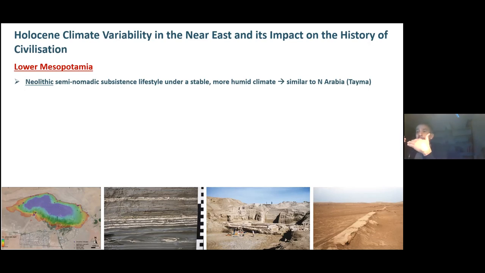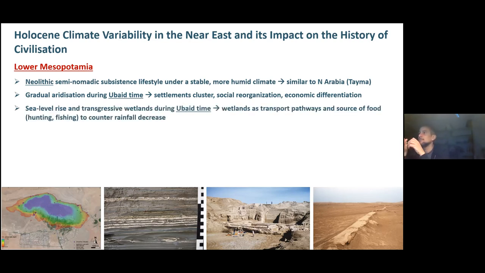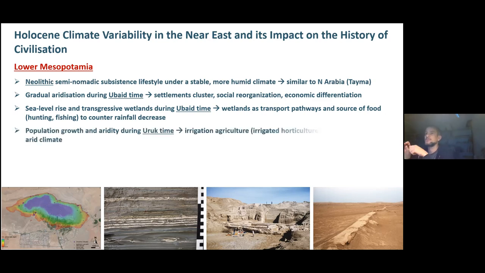We can state that at the earlier Neolithic stage, the semi-nomadic subsistence lifestyle happened under a more stable, more humid climate, which is actually something that we also can say about Northern Arabia, because also around Taima, the major lake phase also falls into the period of Neolithic semi-nomadic subsistence lifestyles. The gradual aridization during Ubaid time overlaps with the clustering of settlements, social reorganization, a much stronger economic differentiation in society, and then is met by sea level rise, transgressive wetland extension, also during Ubaid time. But wetlands also provided an opportunity, in particular in terms of transport and also a source of food. And that was in particular important to somehow cope with rainfall decrease.